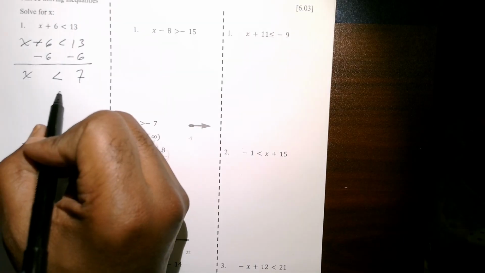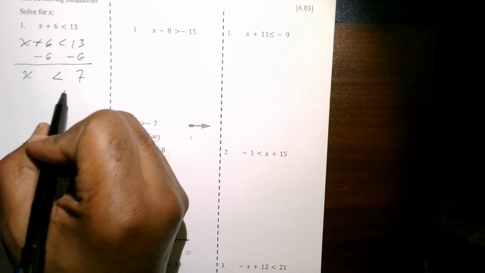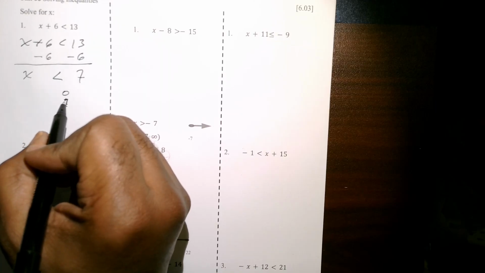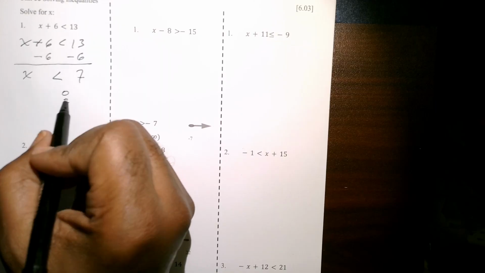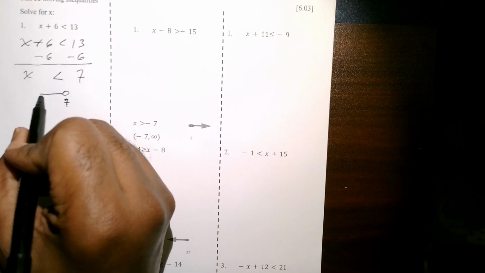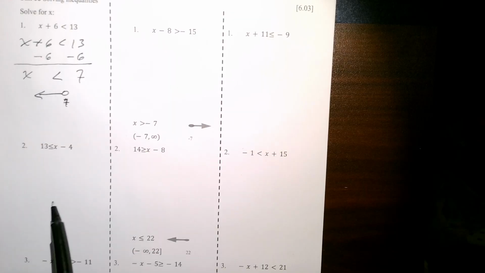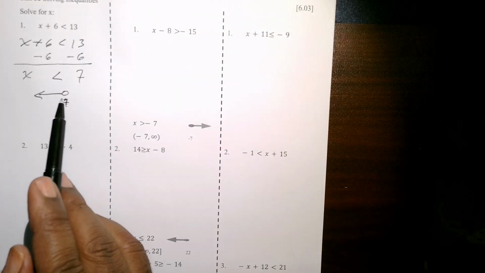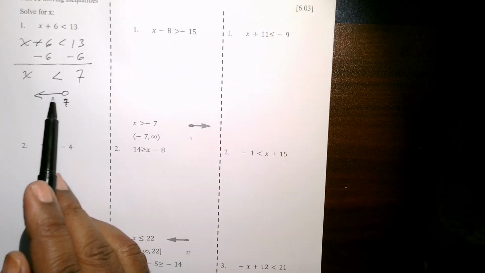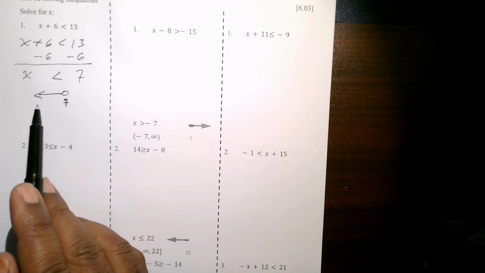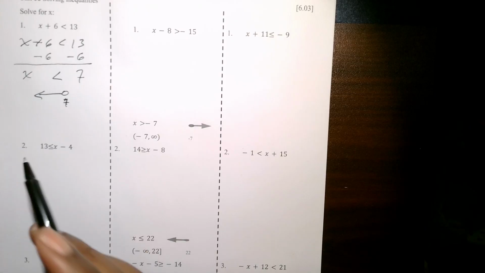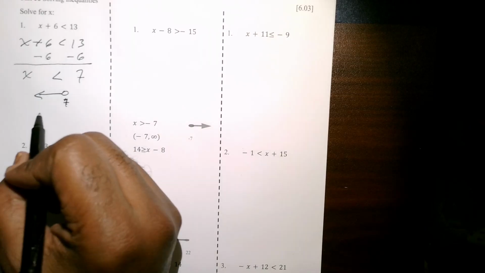That's a graph that looks like this. Open circle on 7, because 7 is not included. There's no equal sign. And less than goes to the left. So it's all the numbers to the left of 7, like 6, 5, 4, 3, 2, 1, 0, -1. Now, that's the graph for it.